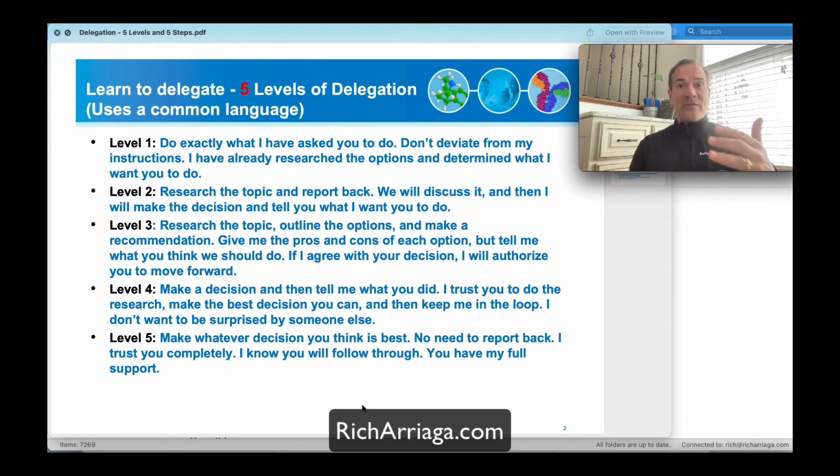Then we find ourselves in level 3 delegation. Level 3 means that I want you to do your due diligence. I want you to research a topic. You're going to research it. You're going to do an outline, and you're going to give me the options.